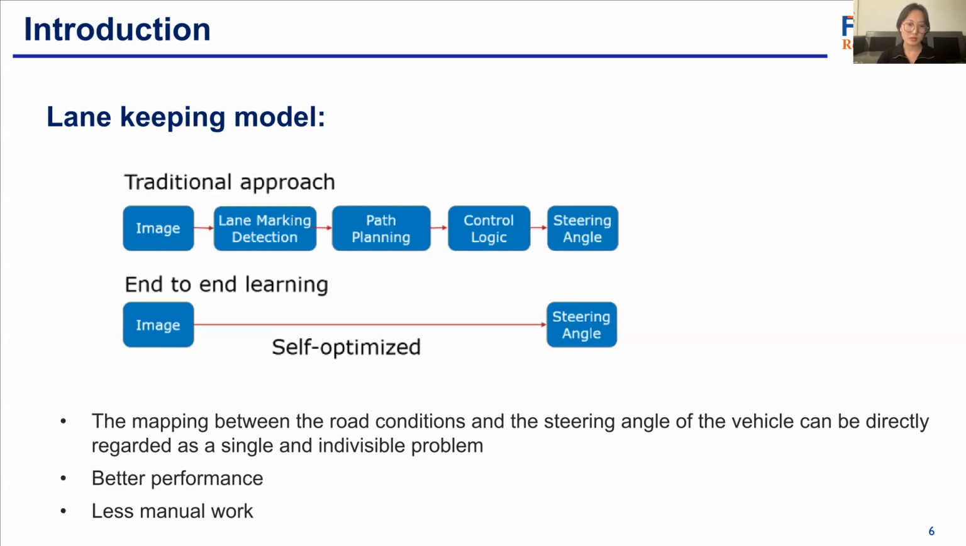The end-to-end supervised learning method treats the entire mapping problem from the input road image frame to the output vehicle steering angle as a single indivisible task. This end-to-end method reduces the manual workload and can get very good performance. So the baseline model adopts an end-to-end supervised learning method.